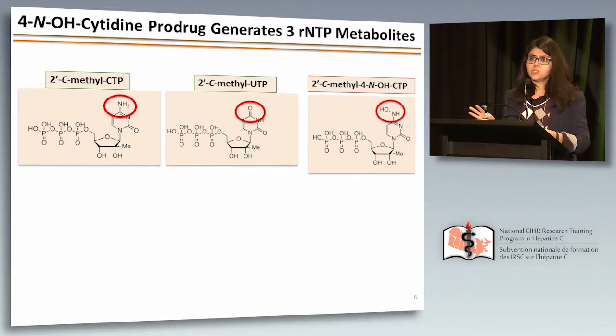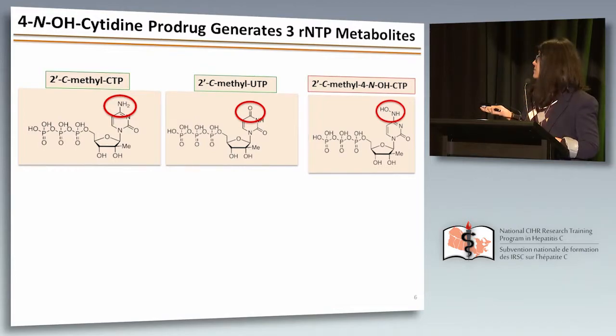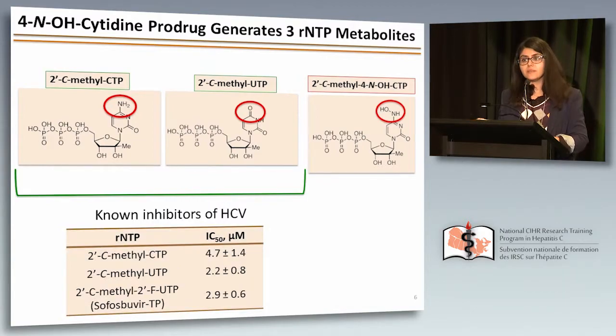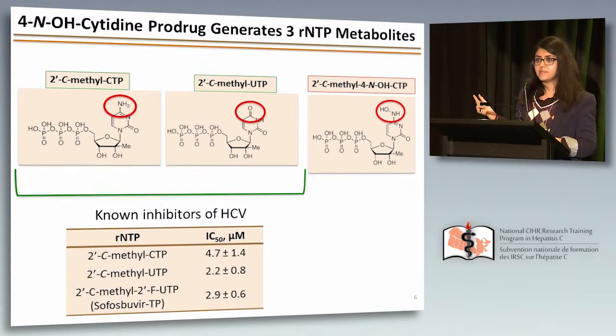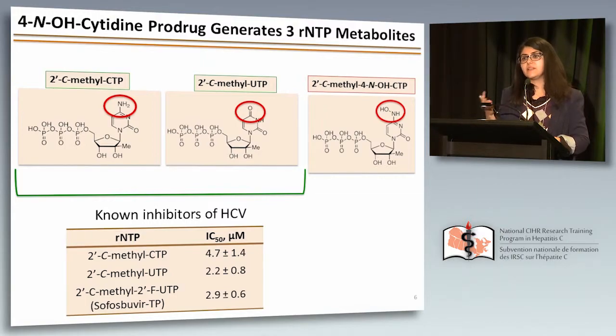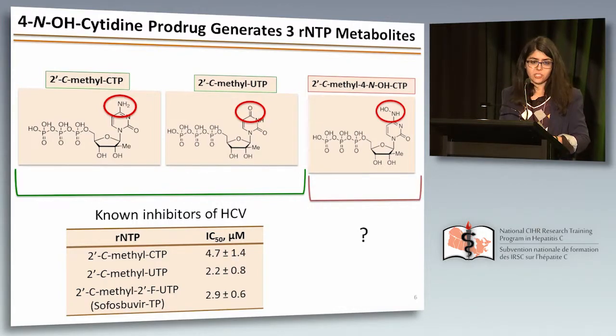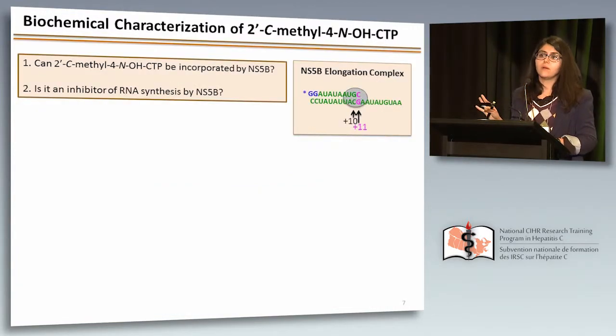So what are these triphosphates? Two of them, 2'-methyl CTP and UTP, are known inhibitors of hepatitis C. They exist in the literature, and we independently confirmed by synthesizing these compounds separately and testing them in a cell-free assay with the purified enzyme that indeed they are active, and their in vitro activity is comparable to the active metabolite of sofosbuvir in our assay conditions. But really, the third nucleoside triphosphate, 2'-methyl 4-NOH CTP, hasn't been studied in the context of HCV before. So the rest of the talk will focus on the biochemical characterization of this metabolite.